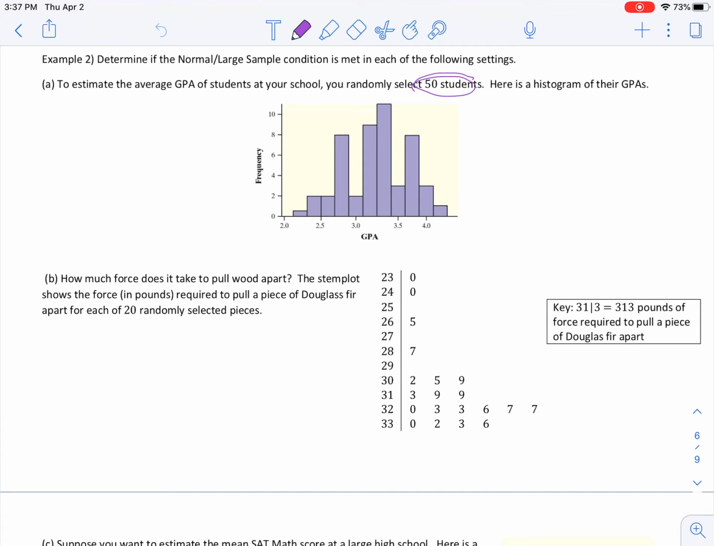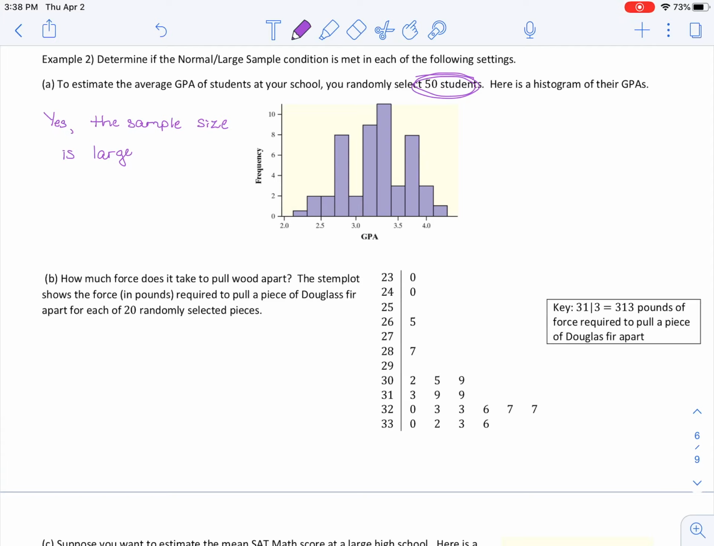We can make assumptions for the population and what it would look like, but honestly, you can quit reading the moment you see this about your sample. You have met the normal/large sample condition because the sample size is large. That's all it takes. That's the easiest one. Well, kind of.